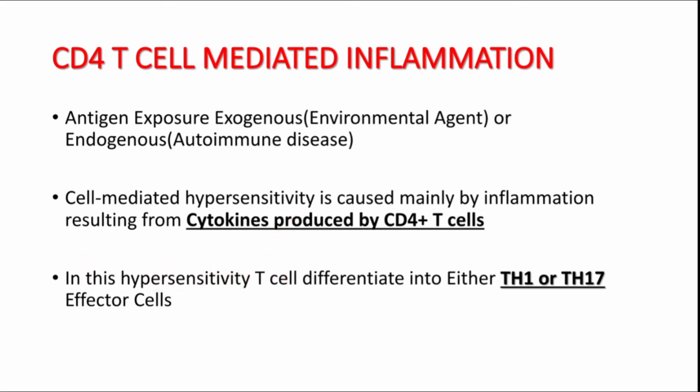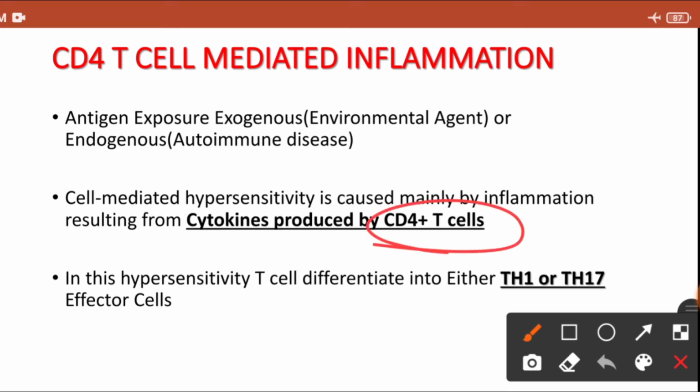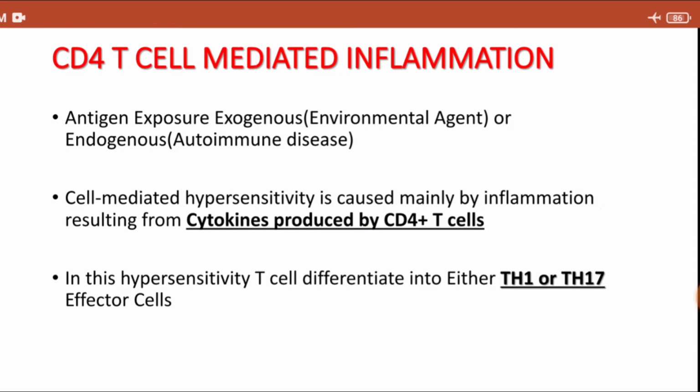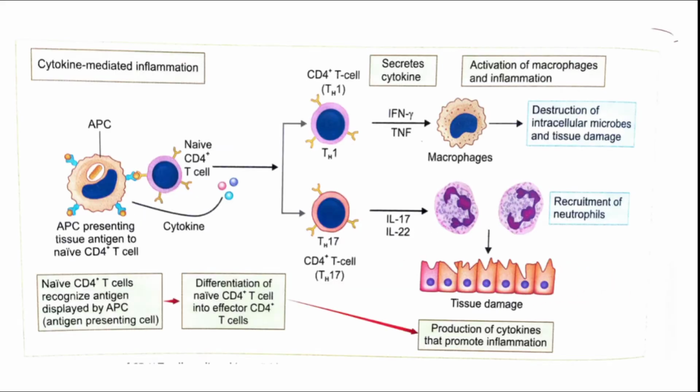And in this hypersensitivity, if you remember my lecture of T lymphocyte, then the CD4 T lymphocyte, which is also known by the name T helper lymphocyte, could be of three varieties: Th1, Th2, and Th17, right? And this type 4 hypersensitivity reaction, which is mediated by CD4 T lymphocyte, will be because of two T helper cells, either Th1 or Th17. So in this hypersensitivity, the T cell can be differentiated either into Th1 or into Th17.